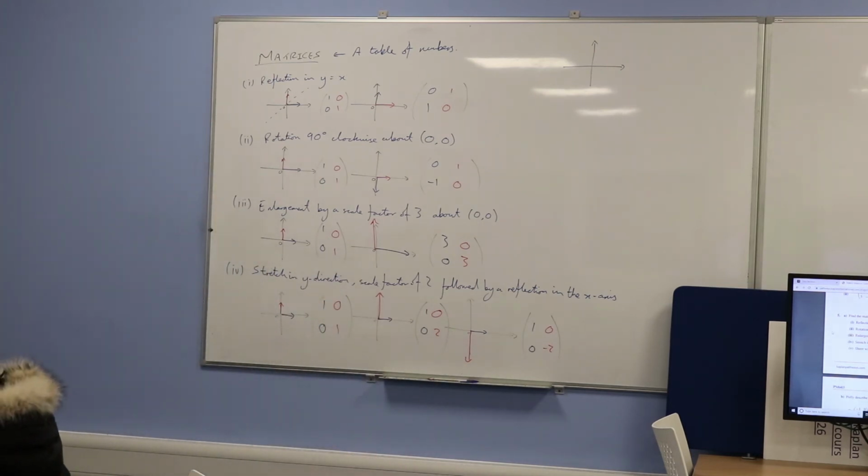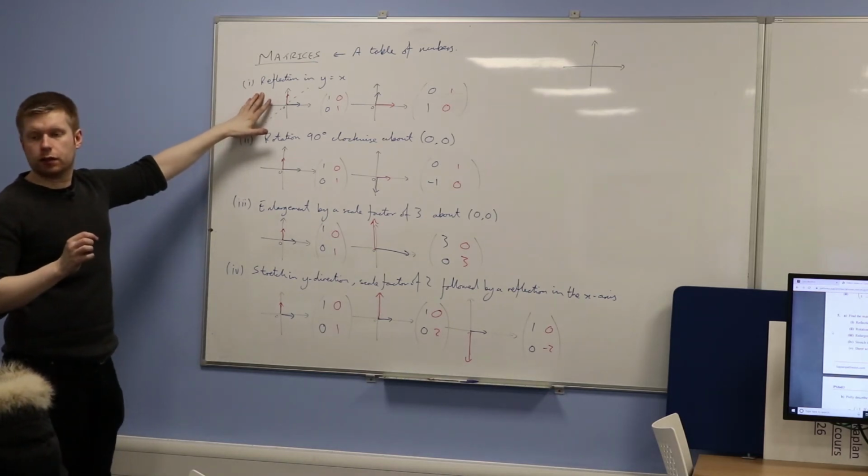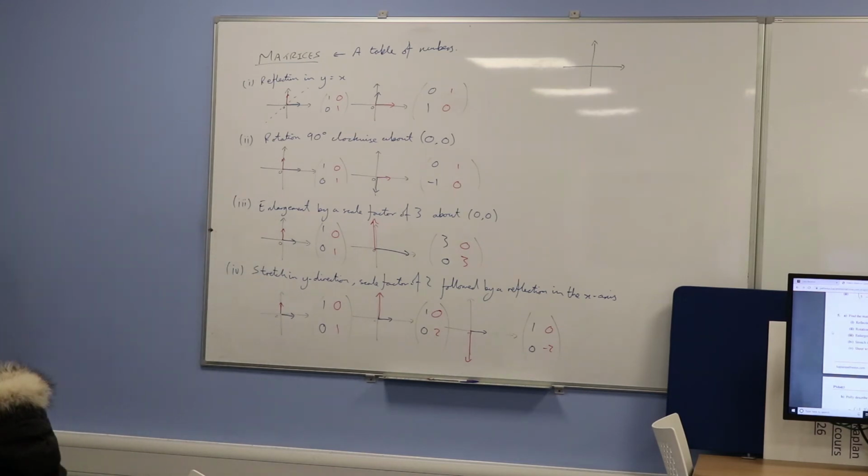But then how did the first one get changed differently than this? Because this is different. This is a reflection in the line y equals x. This is a reflection in the x-axis. They're different things. I see, I see. Yeah?